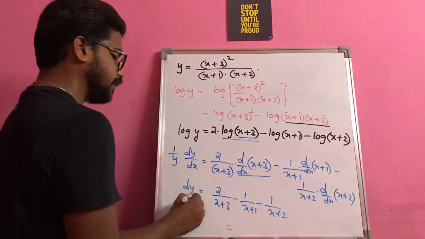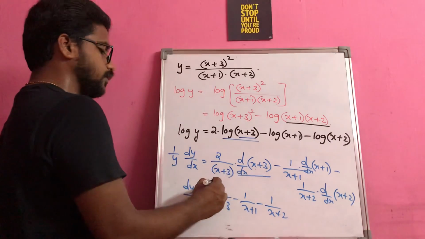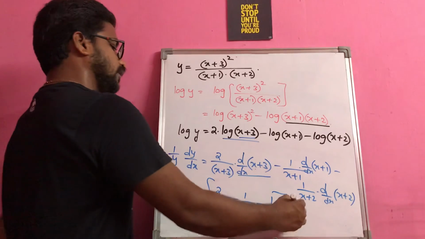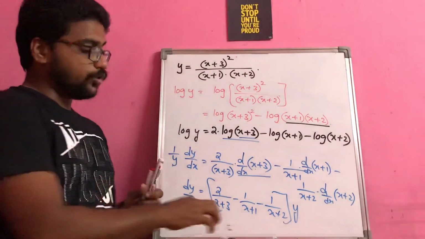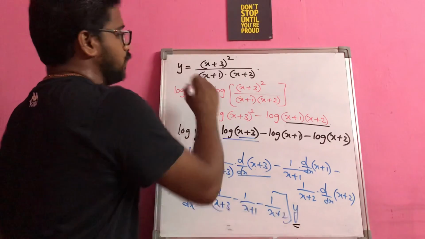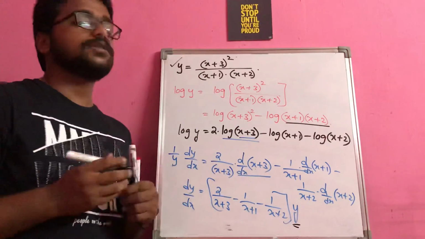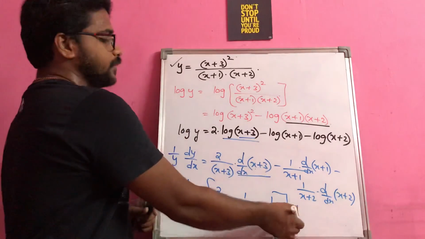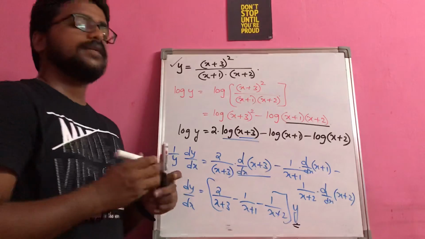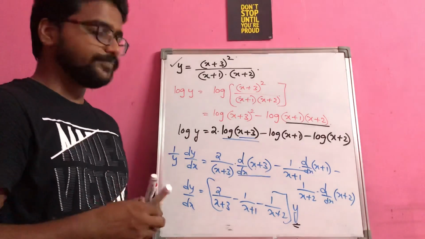So dy by dx is equal to, send this y to the other side, you will be getting that into y. At the end, in the board exam, don't forget to replace this y with the given function, because y is what you had taken. So it's better to always replace this y with the given question. That will be the end of your answer.